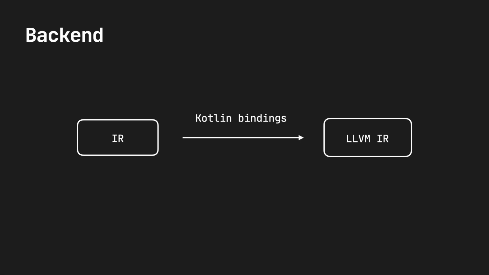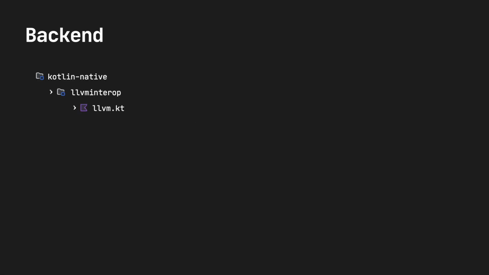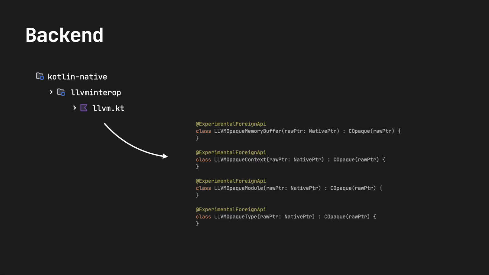So what it does, in order to be able to take Kotlin IR to generate an LLVM IR, there are Kotlin bindings that it's using. When you look closely in the LLVM interop module, you'll see this file right there, which has all the Kotlin bindings, and they look like this. So LLVM provides you with an API that you could use, and there are Kotlin bindings that the native compiler has in this module that it utilizes to be able to do code generation, to be able to convert the IR to LLVM IR.